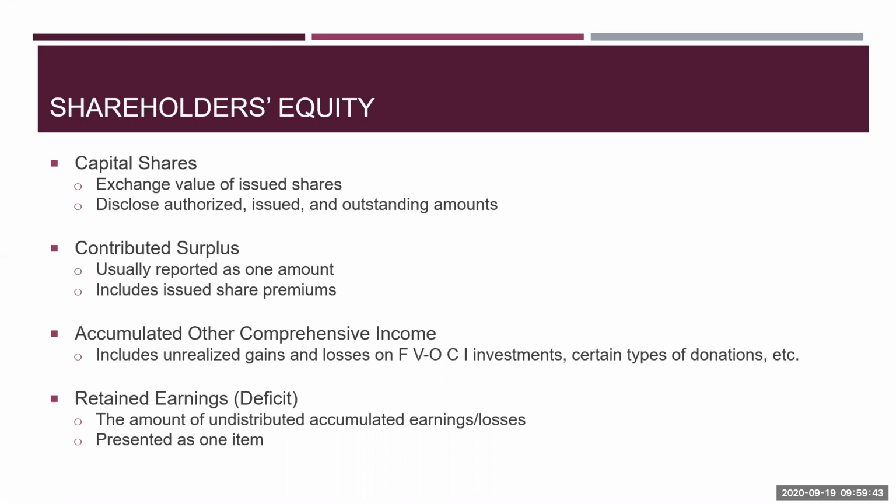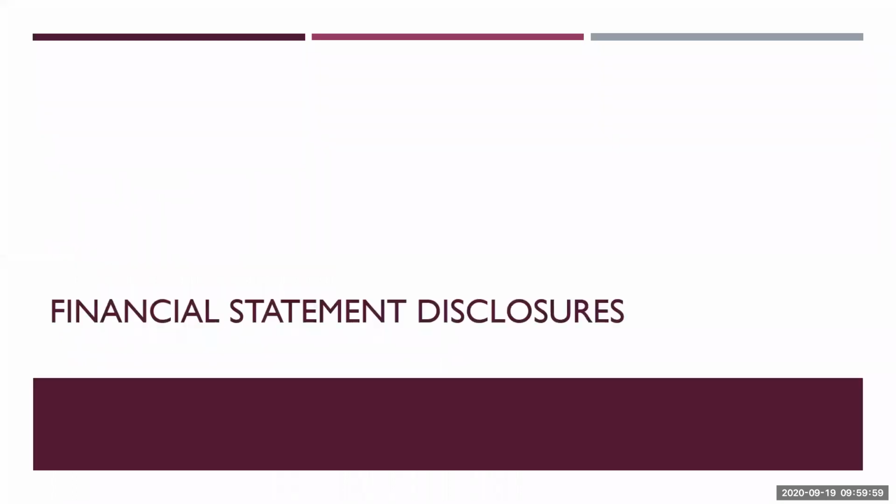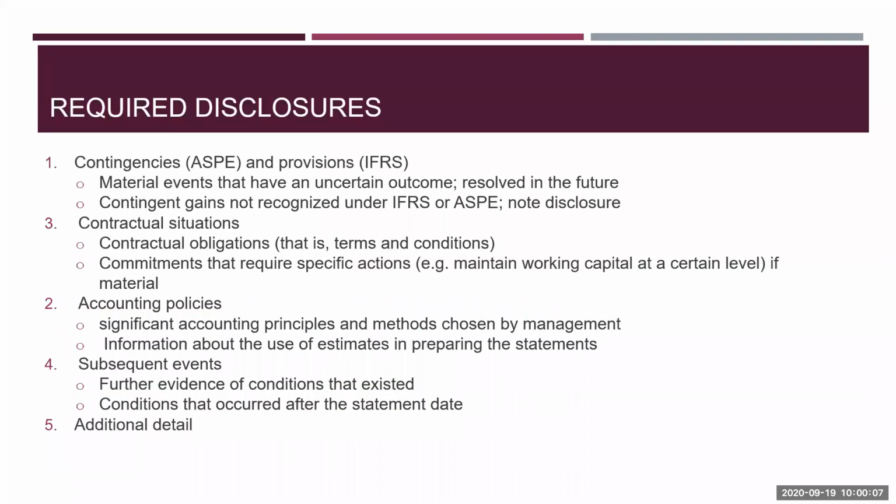And then we have our retained earnings, or a deficit. This is the amount that is undistributed or accumulated earnings or losses from the first day the business started. This is shown as a single line item. So that is with regards to the details when it comes to your statement of financial position and all of its elements. Now, when it comes to the disclosure to the financial statements, there is quite a lot of disclosure requirement.